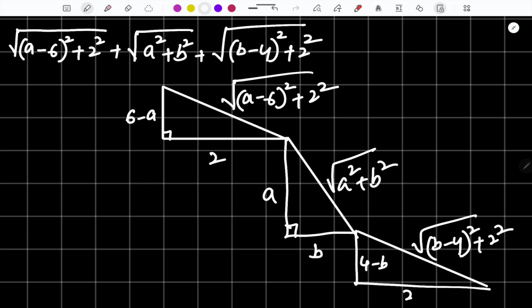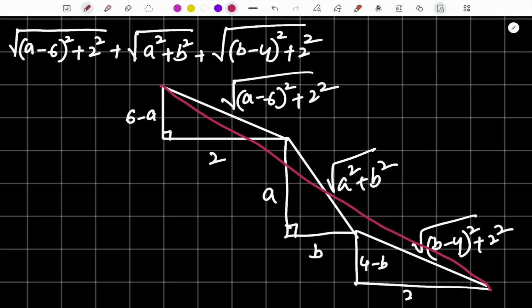Okay. So here we have attached one right angle triangle to another right triangle, and we need to find out the minimum value of the sum of these lengths. To find out the minimum value of the sum of those lengths, those three lengths must be on a straight line. If these three lengths are on the same straight line, you will get the minimum value.